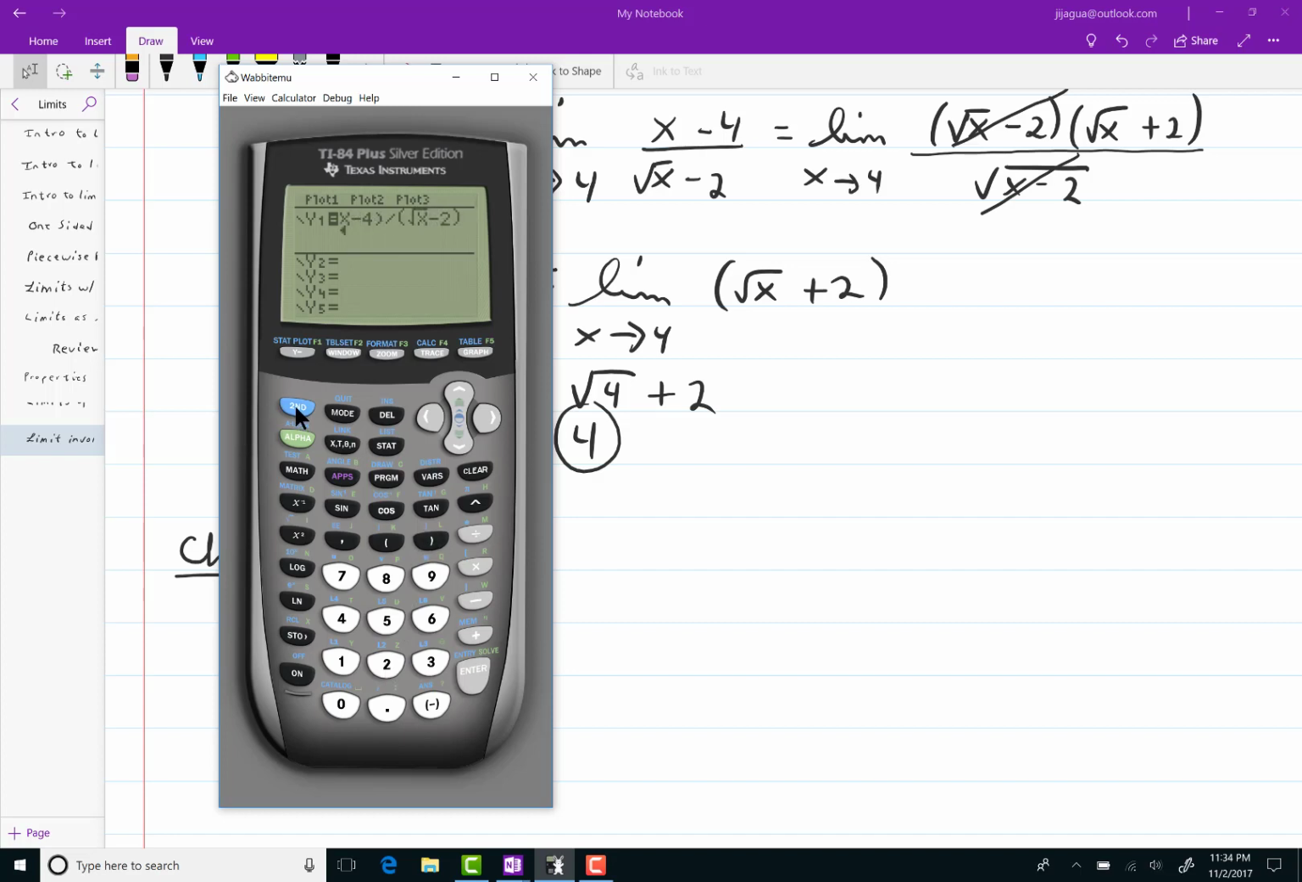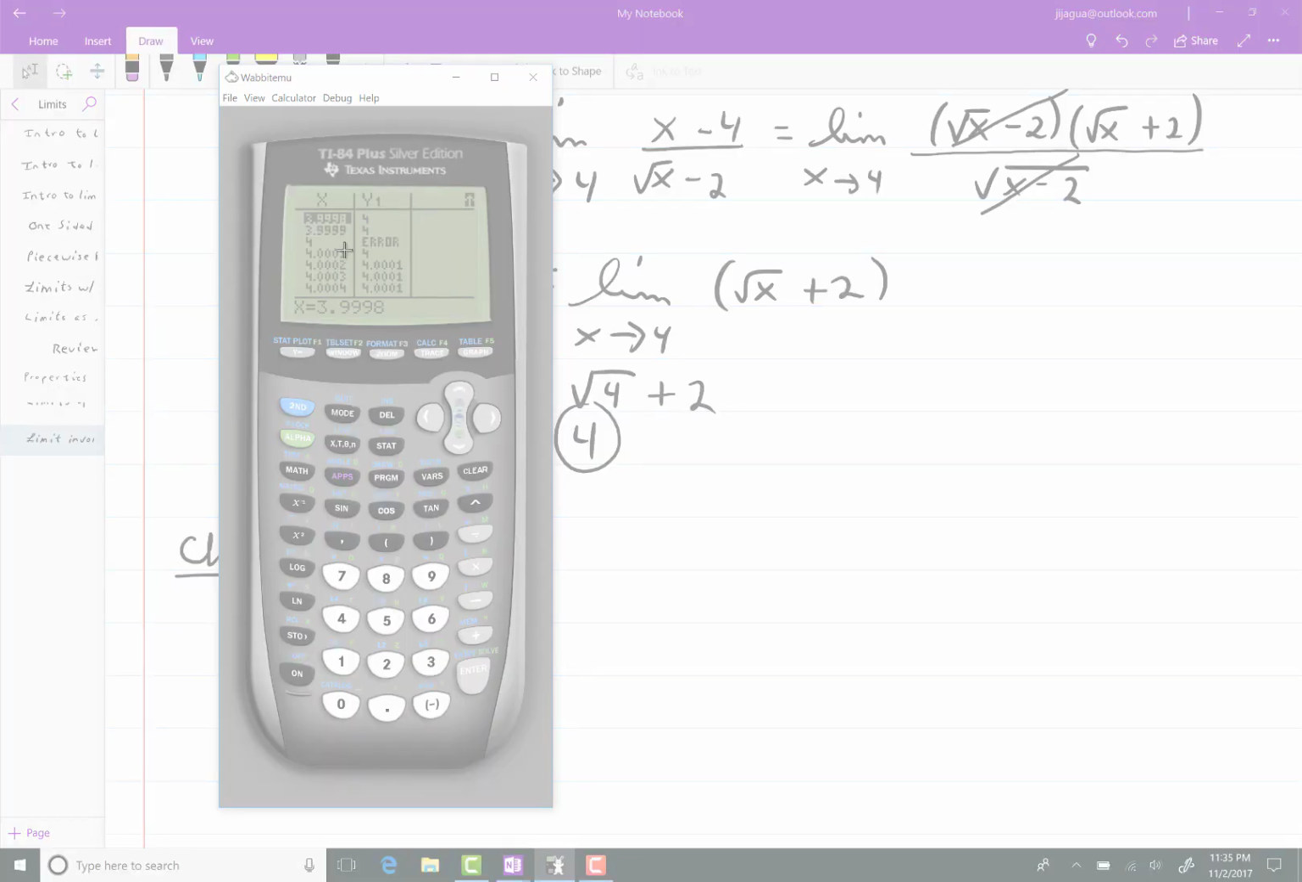I'm not going to bother graphing it. I'm just going to go right to the table, which seems to be the quickest way for me to find an answer. I will set my table start at 4, and I'll set my delta table at 0.0001. Then I'll take a look at the table values. You can see, of course, there's an error when x equals 4, but look at the numbers around it. I see 4. It's not actually exactly 4, but the calculator will round to 5 or 6 decimal places.